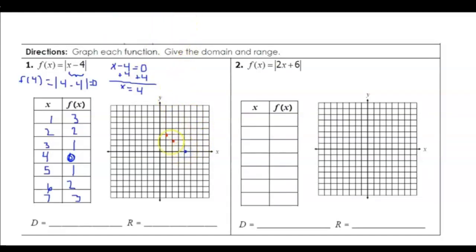Okay, so at 3, I'll be at 1. On the other side, at 5, I'll be at 1. At 6, I'll be at 2. And at 7, I would be at 3. And notice I have the graph of a nice absolute value function.